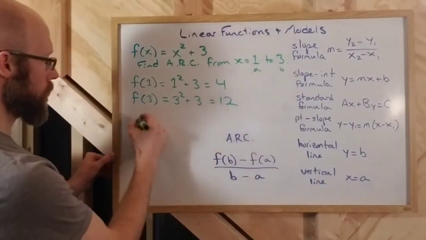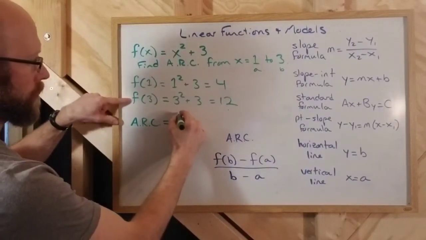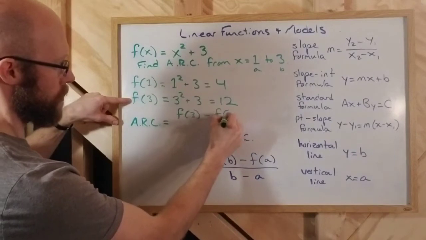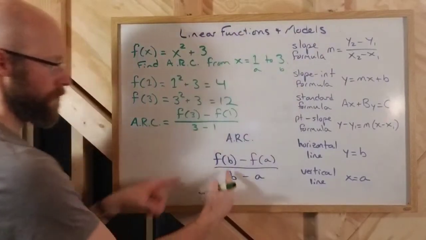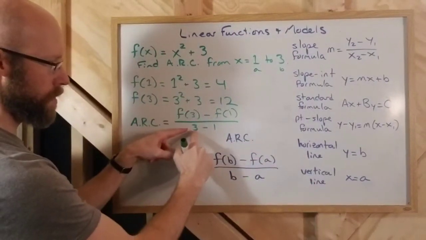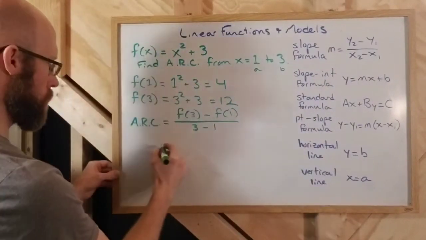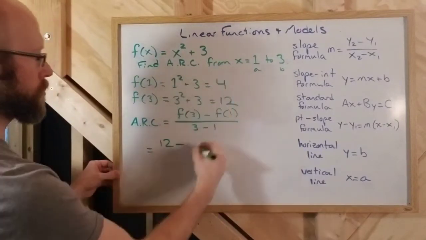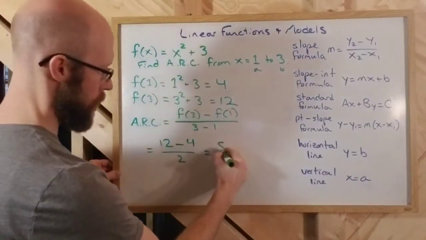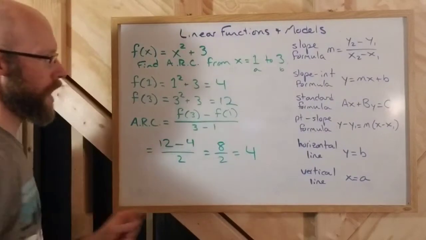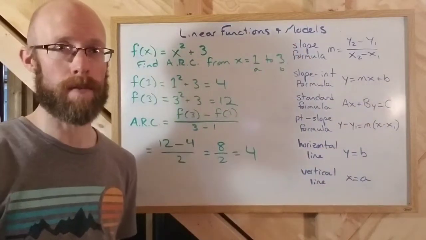The average rate of change is f of b, or f of 3, minus f of a, which is f of 1, all over b minus a. When I plug those in, f of 3 was 12, so that gives me 12 minus f of 1, which is 4, over 3 minus 1, which is 2. 12 minus 4 is 8, and 8 over 2 is 4. So the average rate of change is 4, a rise of 4 to a run of 1.